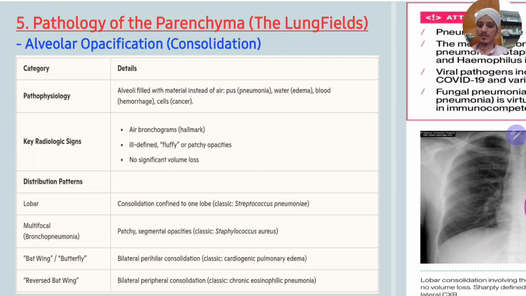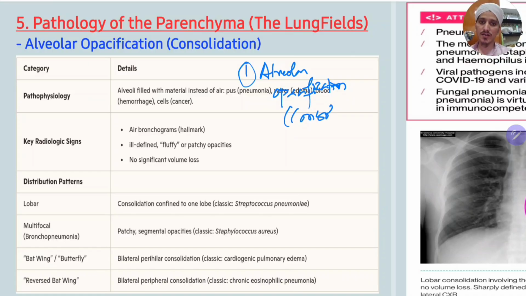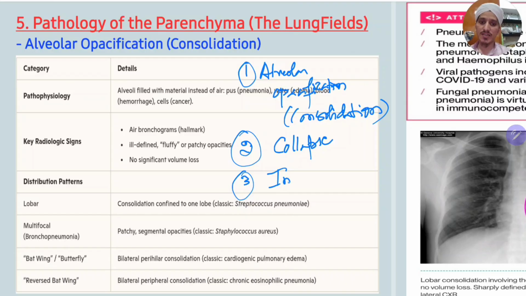Okay. So, in the pathology of the lung parenchyma, it can be of these types. Number one, alveolar opacification, also known as consolidation. Number two, collapse. Number three, interstitial opacification.